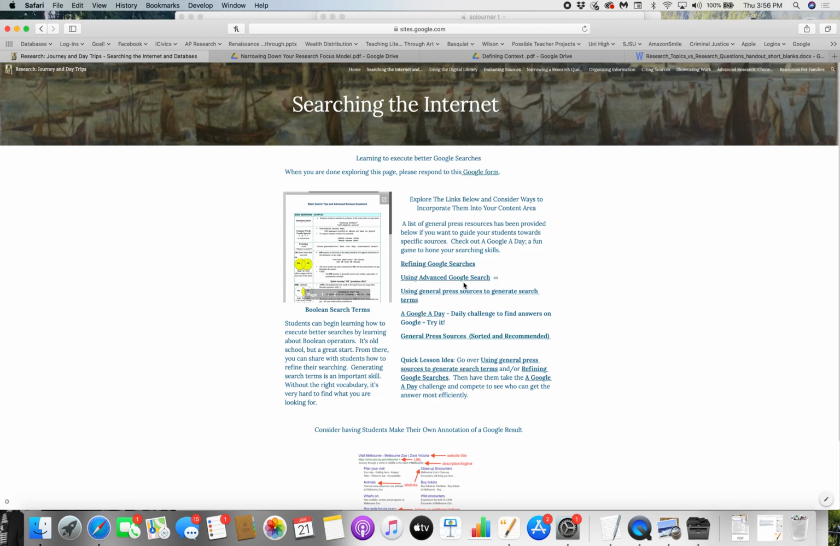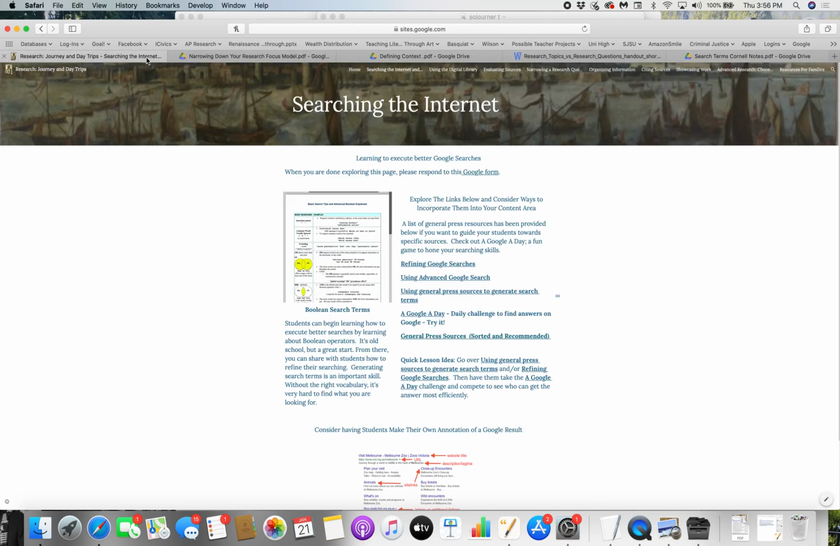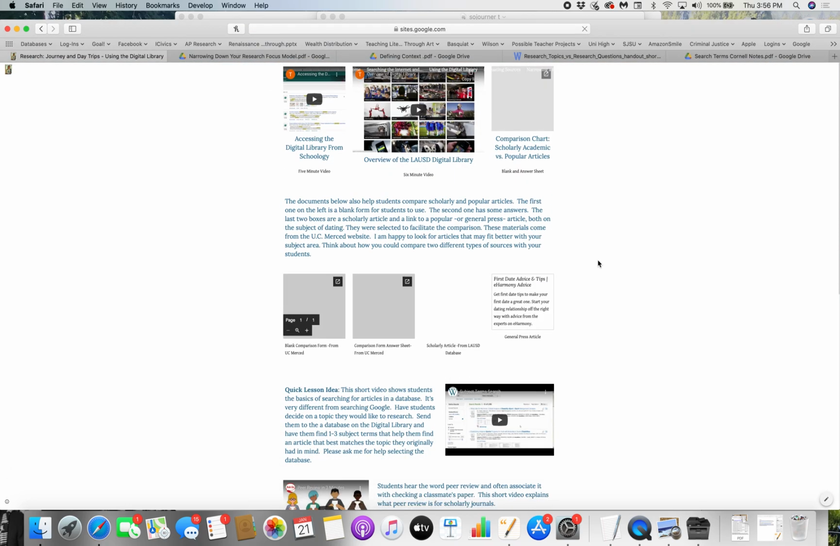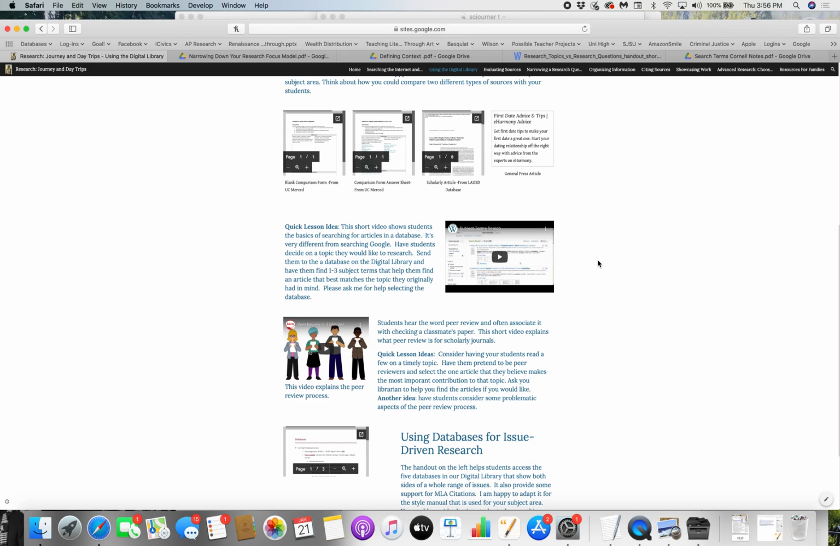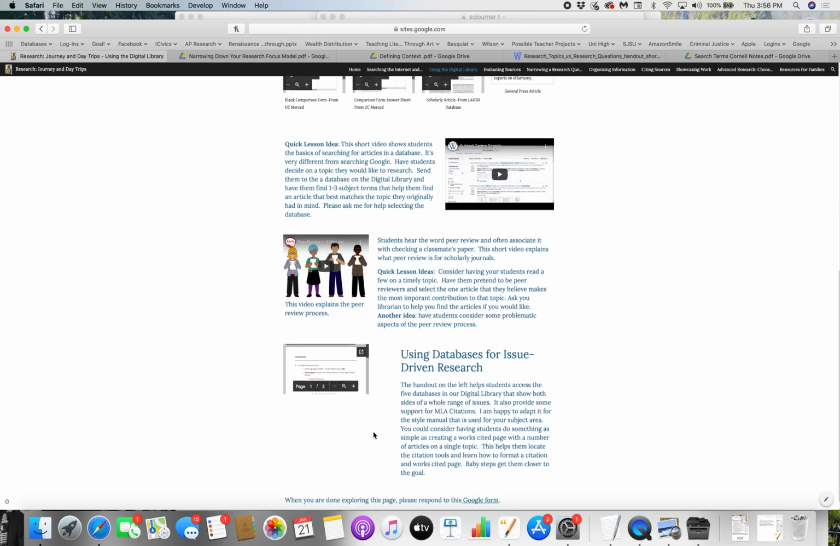Again, using the advanced searches that I talked to you about, and then using general press sources to generate research questions. And here's a little guide, like Cornell notes that have already been taken, but talk a little bit about how you can find search terms that you can then use in the digital library. And then finally, you might go to that digital library, and here you have a little bit of information about how to do that. And there's a helpful handout.